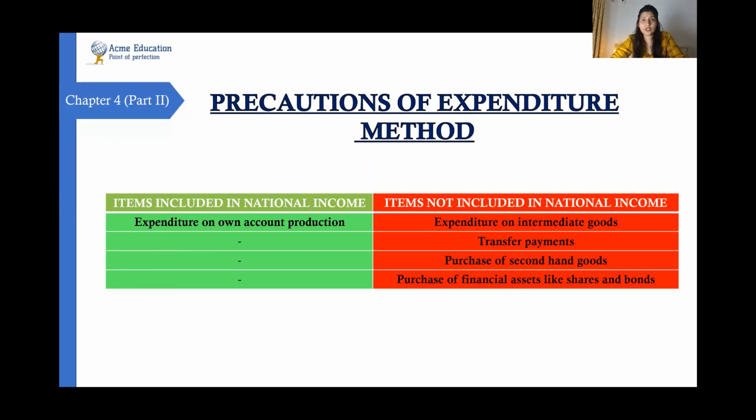The third element that you are not supposed to include in the national income by the expenditure method is the purchase of a second-hand good. Again, a second-hand good has already been sold and it has already been included in the national income of that year in which it was first sold. So we will not take the value again because it will be double counting. And finally, the purchase of any kind of financial asset like shares or bonds will also not be a part of the national income in the expenditure method.